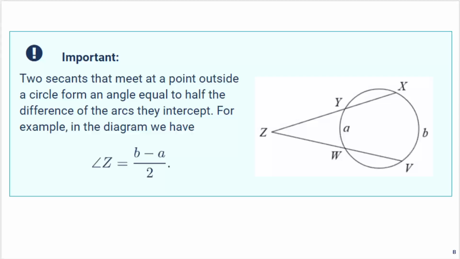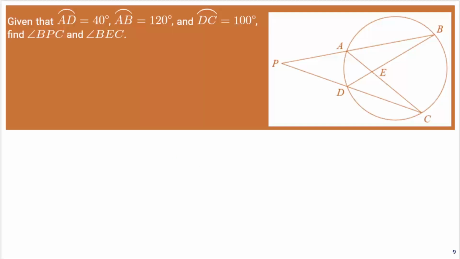Alright, next let's have a look at some questions. Okay, first example, given that arc AB is 40 degrees, arc AB is 120 degrees, arc DC is 100 degrees, can you find the angle BPC and angle BEC? Again, if you finish, please give me an answer in chat box, okay? 40 degrees, 120 degrees, 100 degrees.